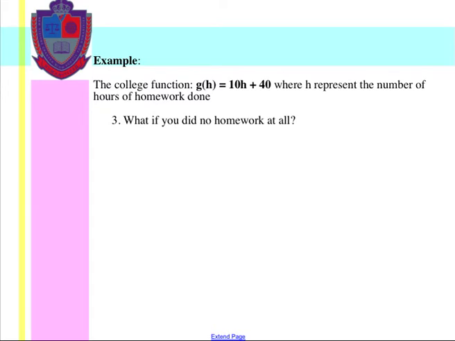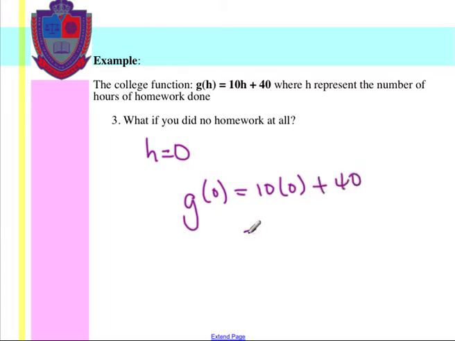What if you did no homework at all? So in this case, when you do no homework, h will be 0. So g of 0 is 10 times 0 plus 40. 10 times 0 is 0, plus 40 is 40. See, so that's a simple part of evaluating. You just substitute the values.